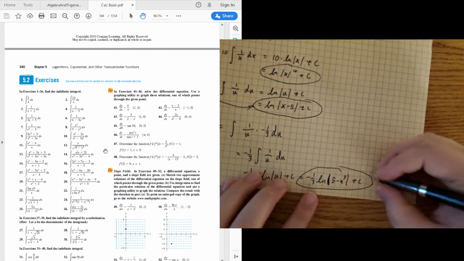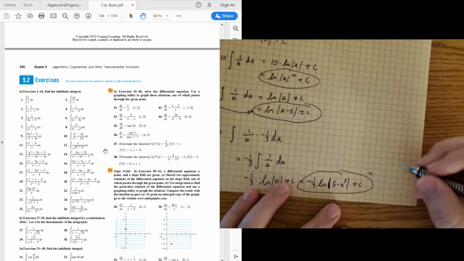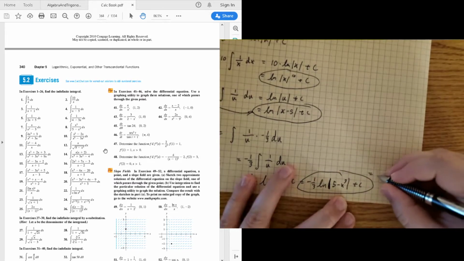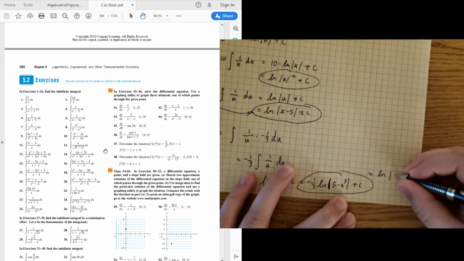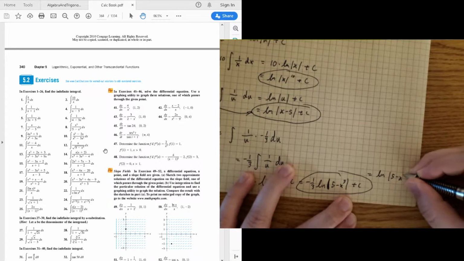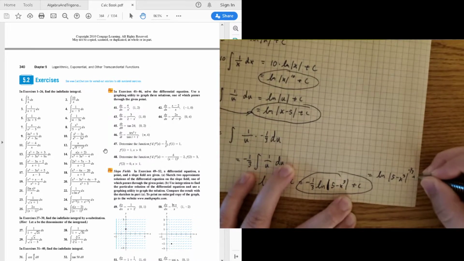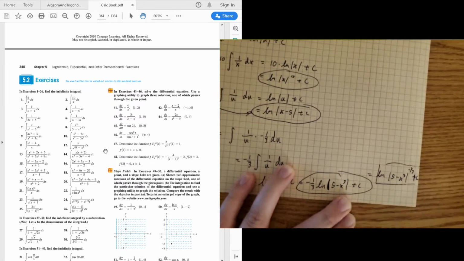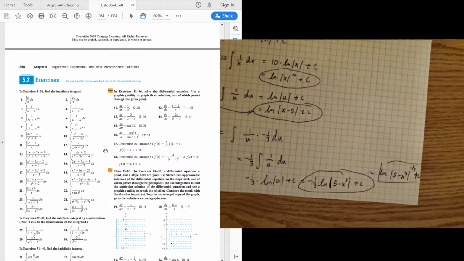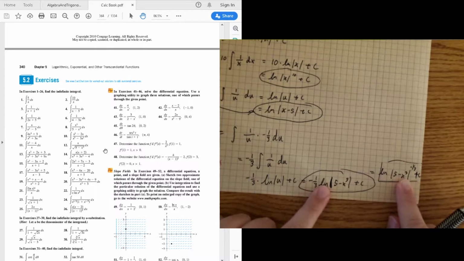A secondary acceptable answer would be to move that negative 1/3 as a power. So this would become the natural log, the absolute value of 5 minus x cubed to the negative 1/3 power plus c. So be sure you're capable of doing both forms, because both are acceptable. And again, if you're taking a multiple choice test, this may be an answer and this may not be an answer. So you have to be very careful and know which is which and that both are considered acceptable.